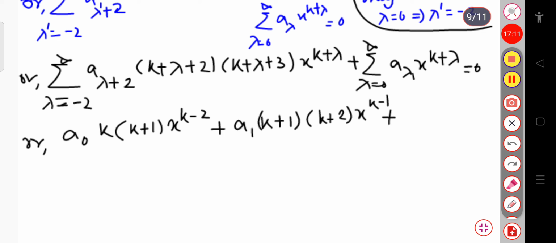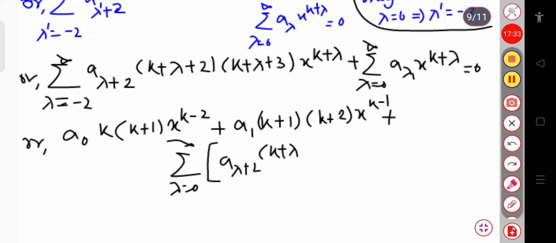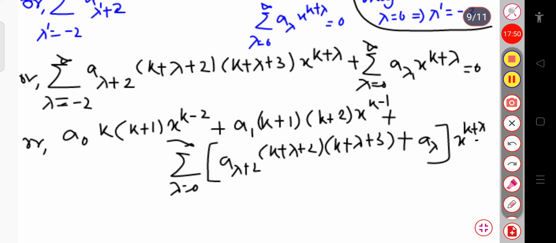Now here for the first term I have to write the total, that is from lambda equal to 0 to infinite. Now I can write plus, this is the sum over lambda 0 to infinite for the first term, a lambda plus 2 into k plus lambda plus 2, into k plus lambda plus 3, plus here this a lambda, and this whole into x power k plus lambda equal to 0. So here x power k plus lambda is taken common, as well as the summation sign.